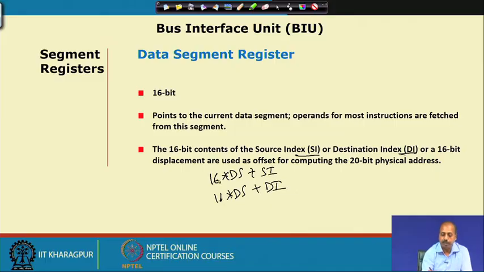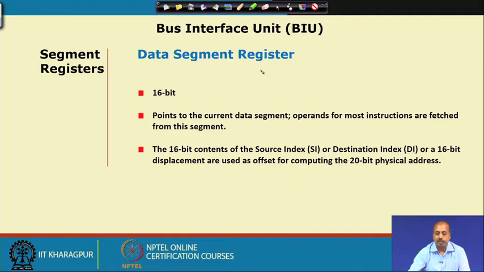When I say this is multiplied by 16, it means it is left shifted by 4 bits. This result becomes a 20-bit result, and with that another 16-bit value is added. So the overall value becomes 20 bits. This way the 8086 accesses the data part.